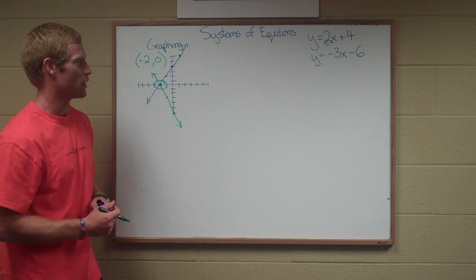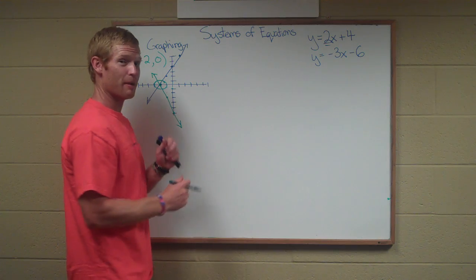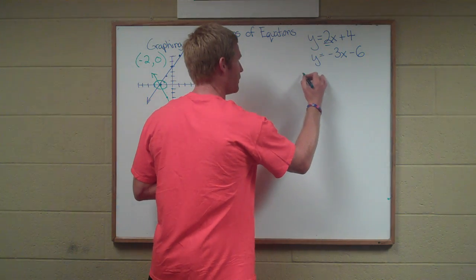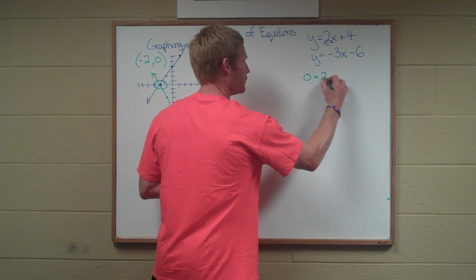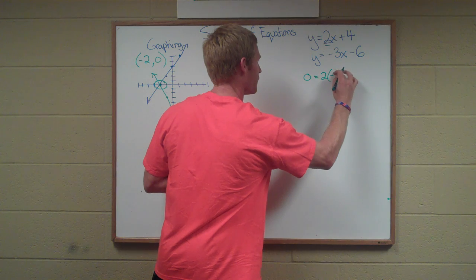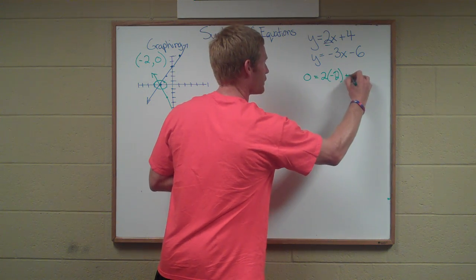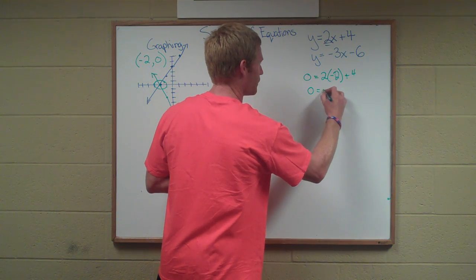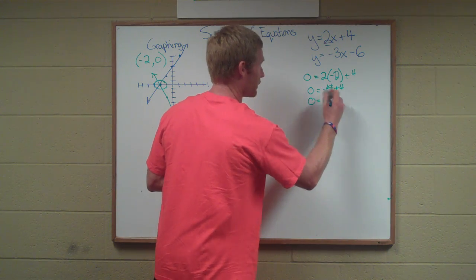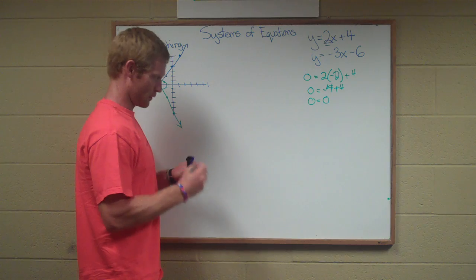Let's just see if it works. So we're going to plug this in. Again, remember, it needs to be a true statement for both. So I take that y value of 0 equals 2 times the quantity of negative 2. Sorry, little mistake there. Plus 4. So it's 0 equals negative 4 plus 4, 0 equals 0. Okay, that works for that one.